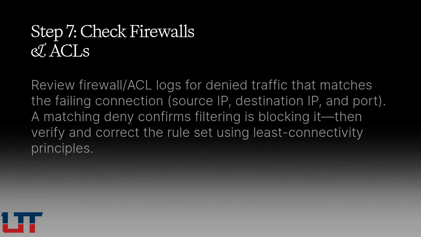Step 7, check your firewalls and ACLs. Check the logs in the firewall for denied traffic, matching the specific connection that's failing. A deny log entry for the exact source IP, destination IP, and port you're troubleshooting confirms the firewall is the problem. Review the rule set for the applicable interface. If the deny rule shouldn't apply, correct the firewall configuration, but confirm first that the allow rule you intend to add is consistent with least connectivity principles.